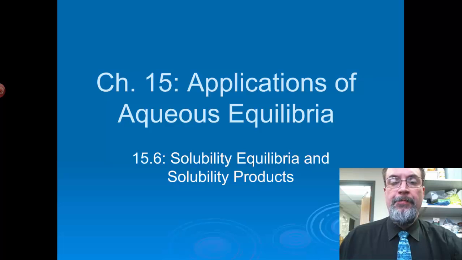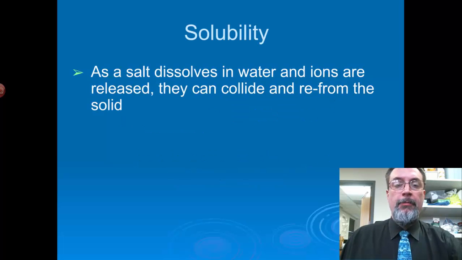Other types of equilibria we can look at besides acids and bases are solubility of salts. And this is just another application of how we use the equilibrium rules and calculations. So to start with solubility, we know that salts, ionic compounds, dissolve in water. They produce ions, and sometimes those ions can collide, they can get close to each other and reform the solid.